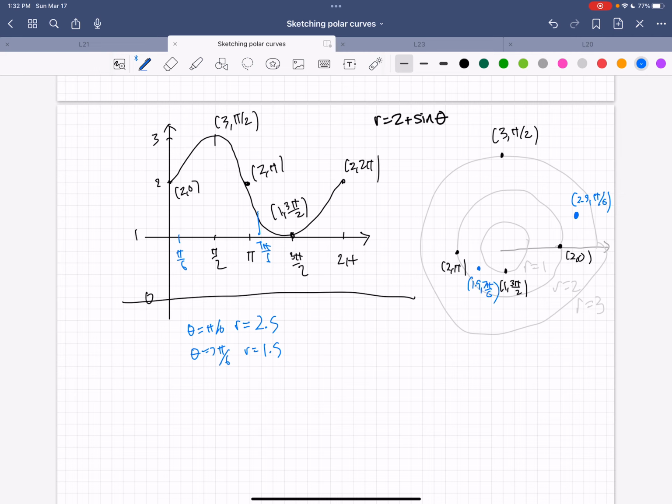But then if we go and look at 5 pi over 6, that's why I was thrown off. Then sine is positive, so we get 2.5 again. Then we could look at, such as, pi over 3. Theta is pi over 3. R is going to be 2 plus root 3 over 2, whatever that number is. So that could be like here.